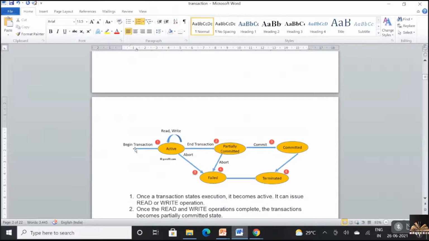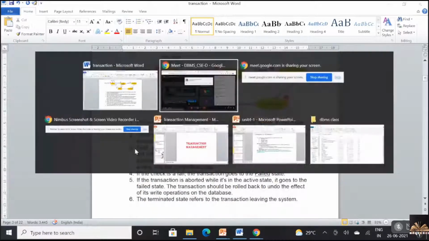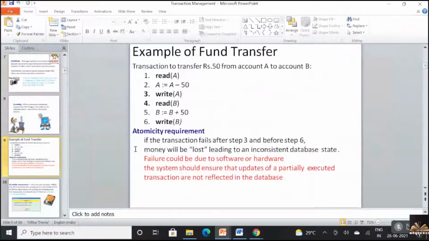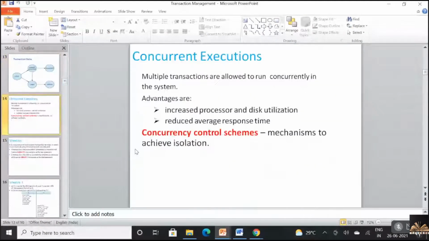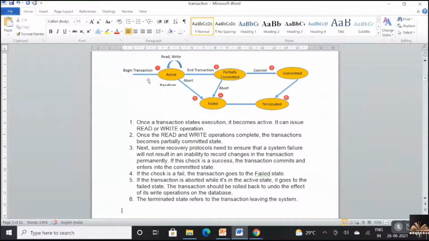Then I have got the life cycle of a transaction, or we can say the states in a transaction. So it's termed as transaction states, right? Both are the same diagrams. Active, so this is the beginning of the transaction. Active state, partially committed, committed, terminated, and failed.